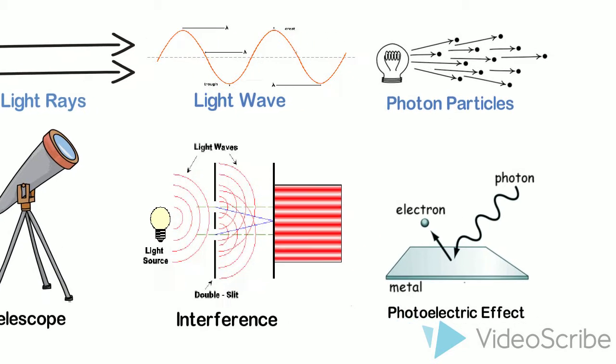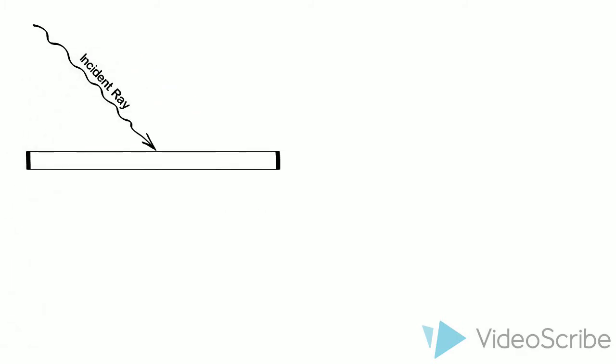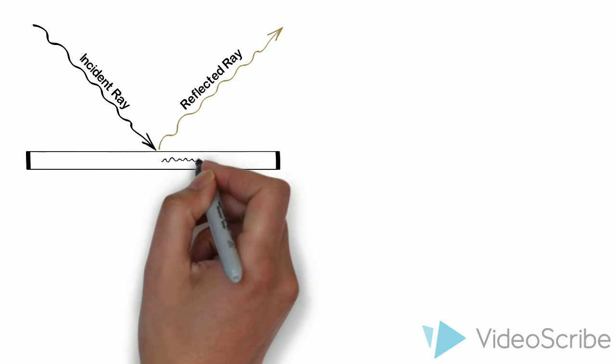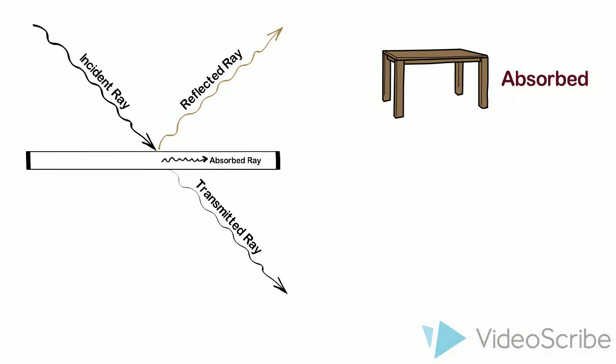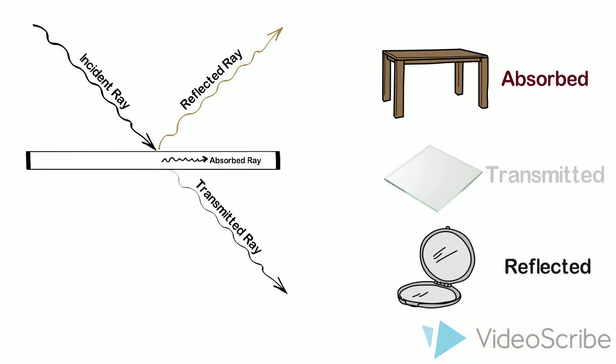The wave and particle nature of light will be studied in subsequent lectures. For the time being, let's explore light as a ray. What happens when a ray of light strikes an object, let's say a surface? It can either reflect or absorb or transmit. For example, if the surface is wood, then the light will get absorbed. If it's glass, then the light will get transmitted. And if it's a mirror, it will get reflected.